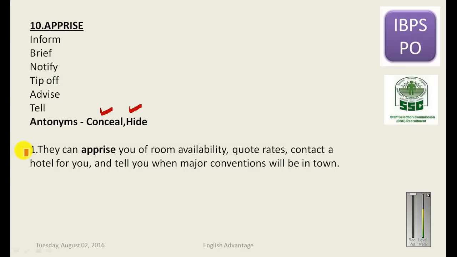Now let us look at the next sentence. They can apprise you of room availability, quote rates, contact a hotel for you and tell you when major conventions will be in town. And please remember, apprise is always followed by the preposition of. And so is the similar word, that is oblivious. Oblivious is always followed by of or to.